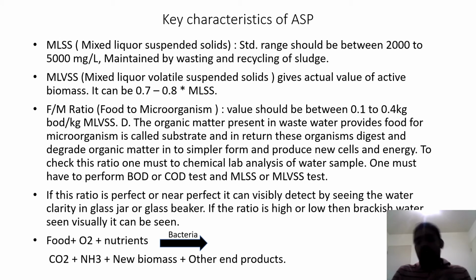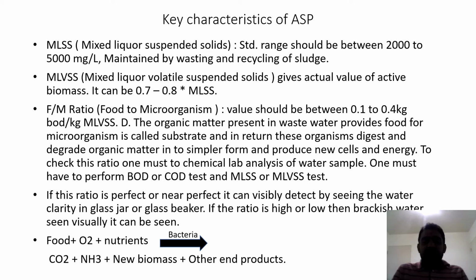If there is overloading of organic waste and there is a least number of bacteria present in the water, efficient treatment of water cannot happen. If there is too much bacteria present but a minimum organic load, a scarcity of food can happen, and this can be visibly seen by looking at the water. The water can become brackish water. So we can directly check that this plant is not running smoothly.